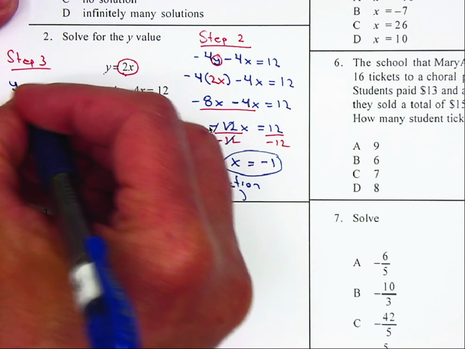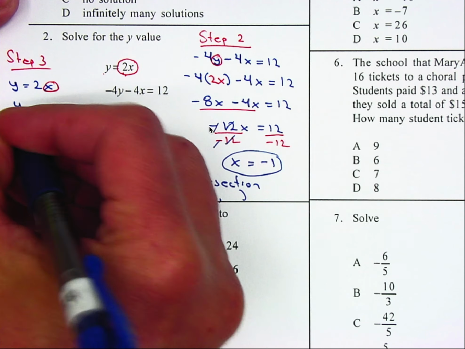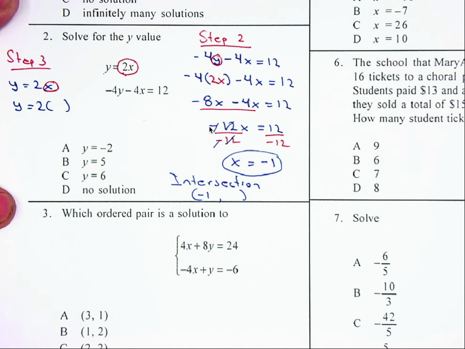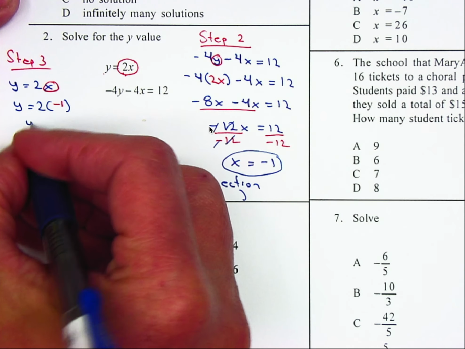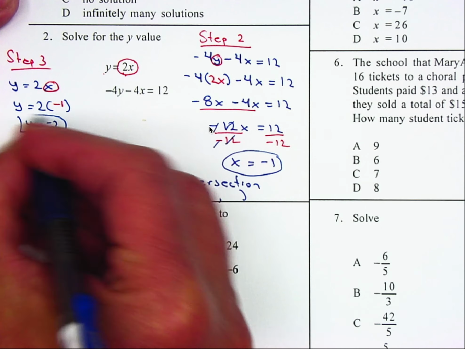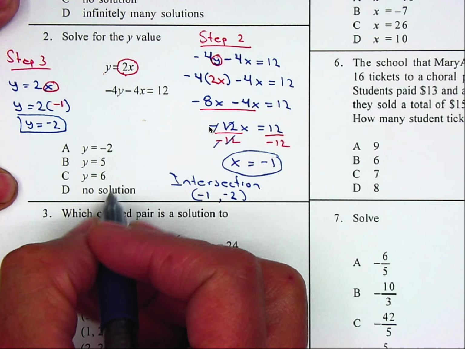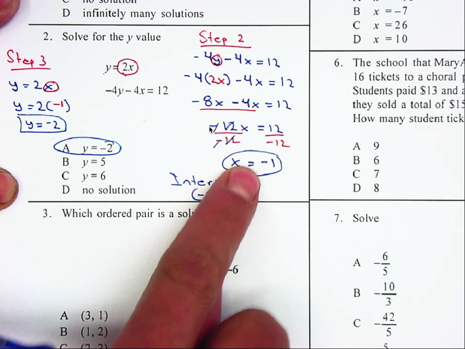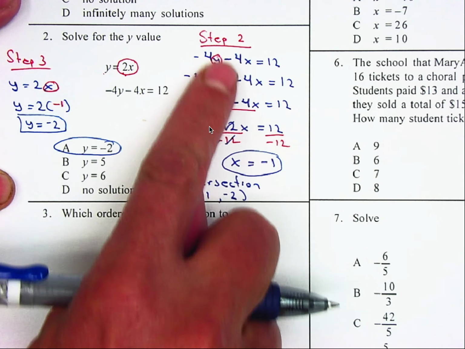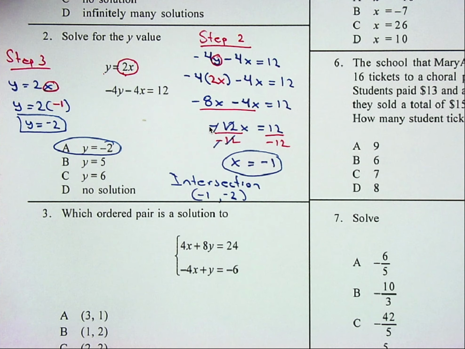Y equal to 2x. But now instead of the x, I'm going to replace the value of x, which is -1. Y is equal to 2 multiplied by -1. So y is equal to -2. And notice that they only give you the y value, so therefore your answer is letter A. But you must go through this process. You need to find the x and then the y. Problem number 3.